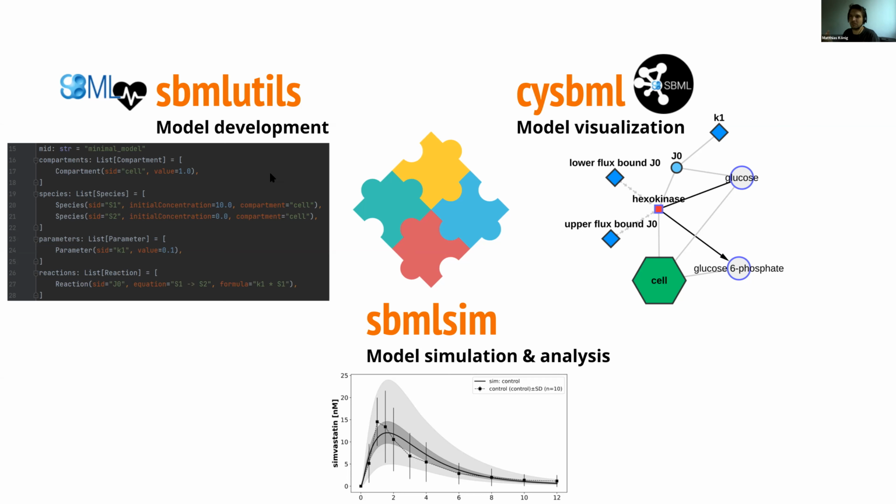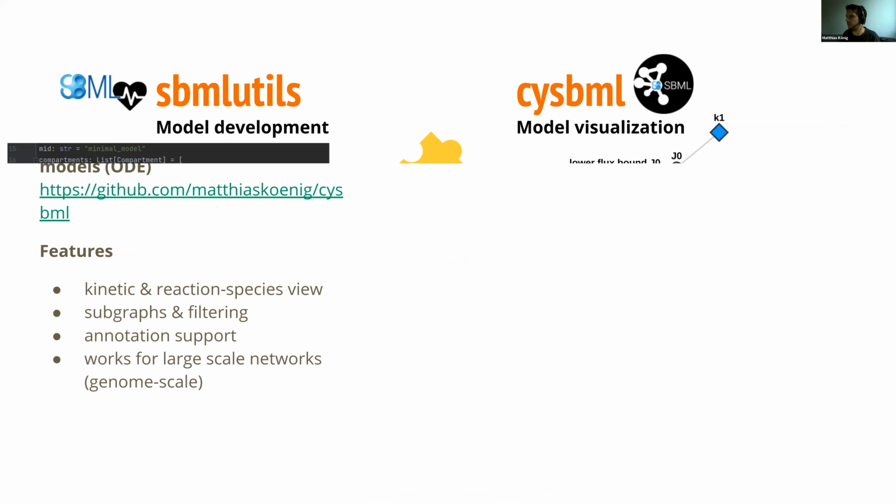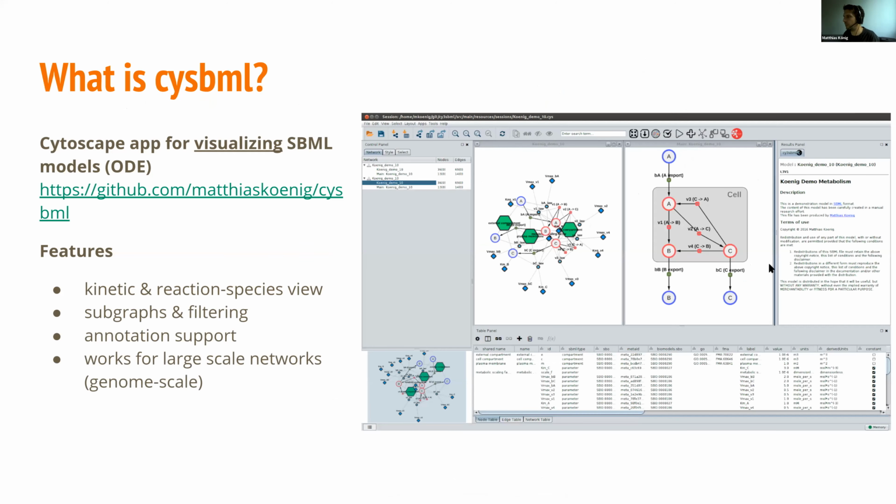That's the ideal case. But currently it's more like you load things in a different tool, you do something, and then you lost half of the information you already have in the model. And then this tool is not very useful for integrating into workflows. Yeah, so SEISML is this network visualization tool. You can upload SBML models and then have different views, look at subgraphs, have annotation support, and so on.